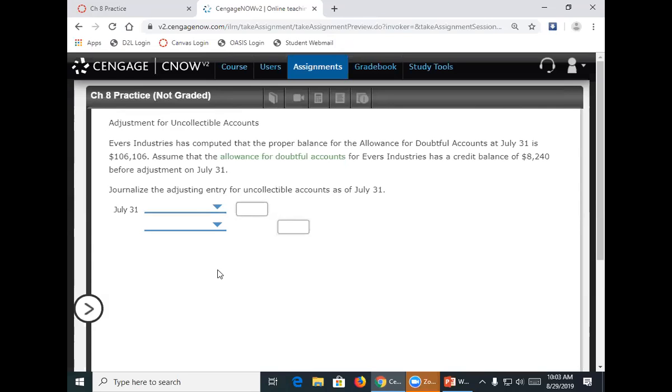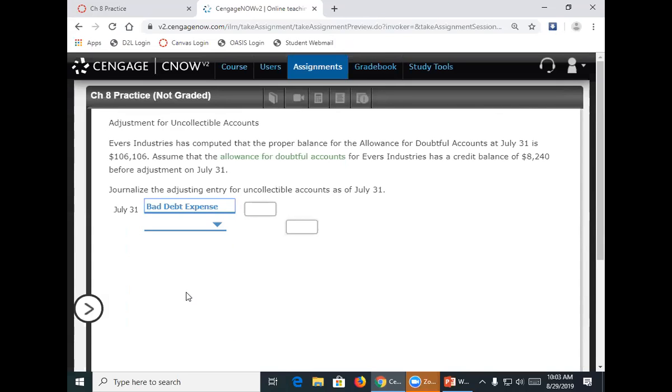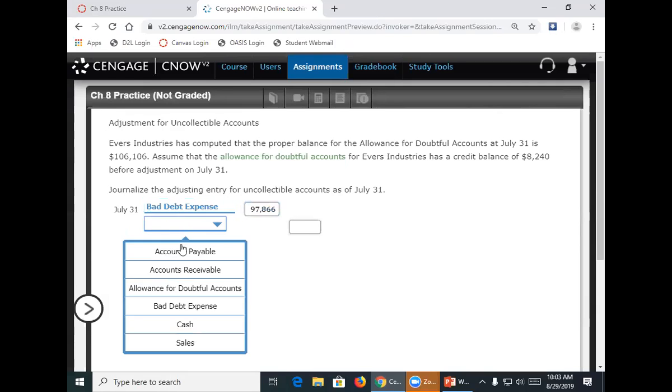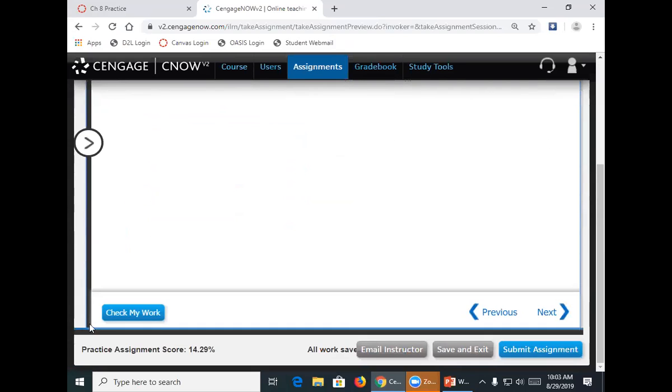So in this one, again, your journal entry is the same as it is under percent of sales. Bad debt expense is debited 97,866, and allowance for doubtful accounts is credited 97,866. And that's the adjusting entry. Their fiscal year ends July 31st. Any questions on that one? Okay, we have one more of this and then we'll switch gears.